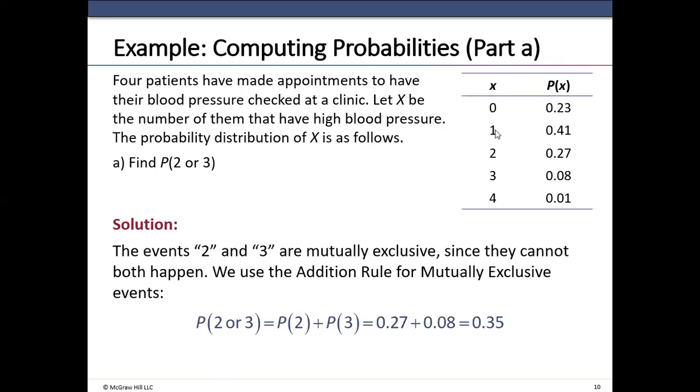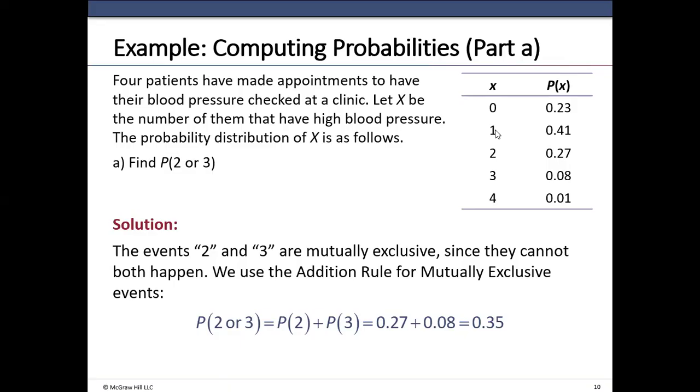4 patients have appointments to have their blood pressure checked at a clinic. Let X be the number of patients that have high blood pressure. The probability distribution of X is, okay, 4 patients, X equals 0 means nobody has high blood pressure. 1 means 1 person out of 4 has high blood pressure. 2 means 2 people out of 4, and so forth. And 4 means all 4 have high blood pressure.